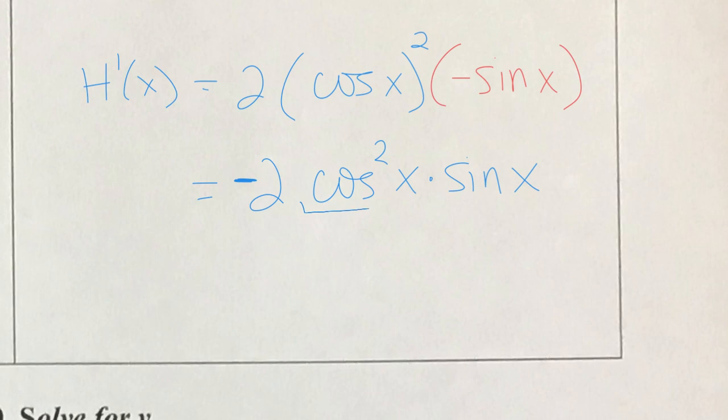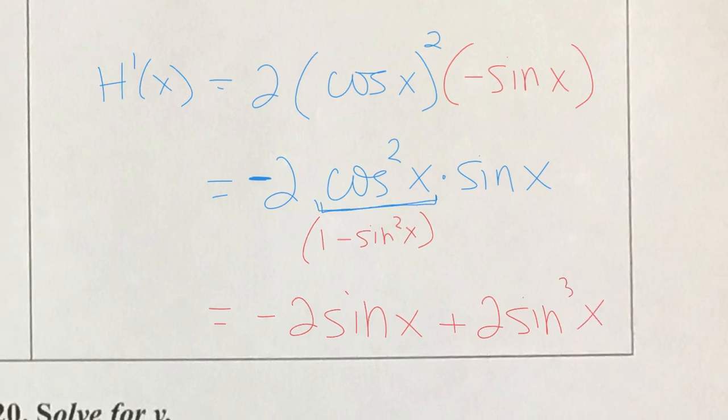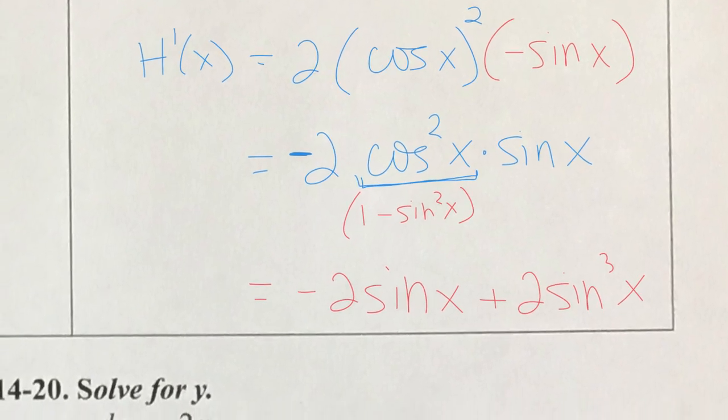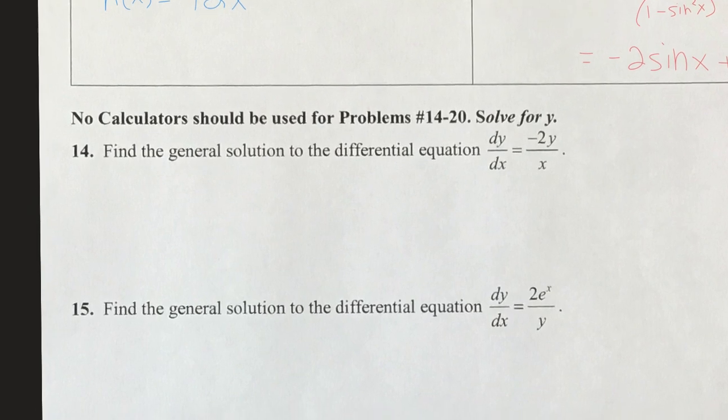If you wanted to, we could use our Pythagorean identity and replace this with 1 minus sine squared, and do some distribution and some other things, and we could end up with negative 2 sine x plus 2 sine cubed. Okay, so you might see the red answer on a multiple choice, but the blue answer is fine if you're doing it by hand.